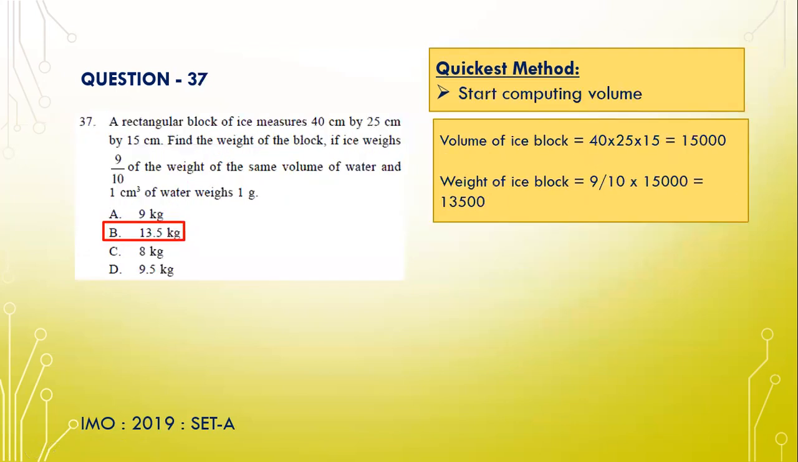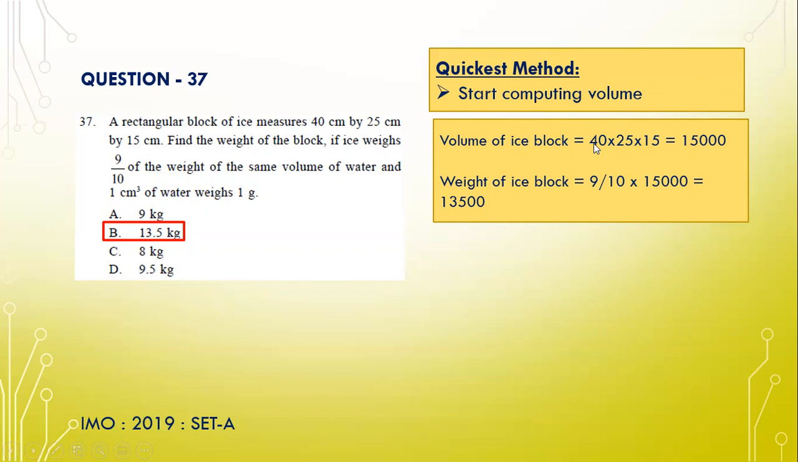A rectangular block of ice measures 40 centimeter by 25 centimeter by 15 centimeter. Find the weight of the block, if ice weighs 9 upon 10 of the weight of the same volume of water and 1 centimeter cube of water weighs 1 gram. Okay. So you have to start by computing the volume. So what is the volume?